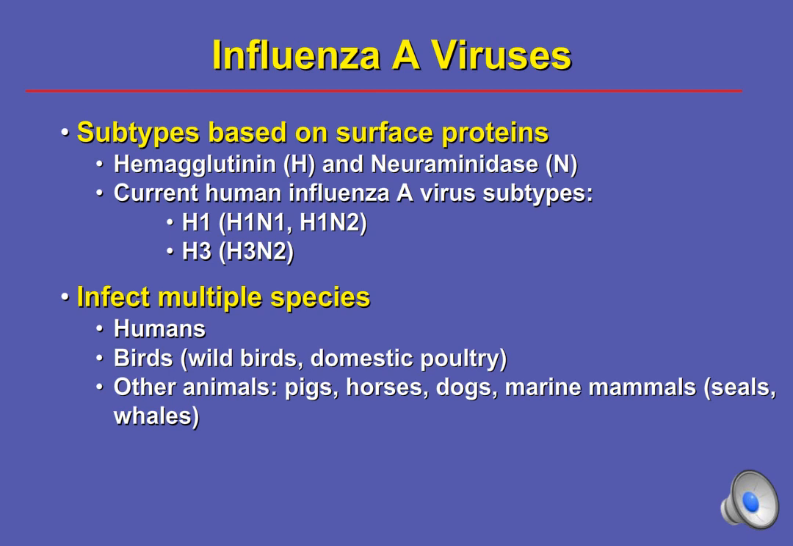So the subtypes of influenza A are based on those surface proteins, hemagglutinin and neuraminidase. So the current human influenza vaccine subtypes are primarily H1N1, H1N2, H3N2, etc. And the influenza viruses affect multiple species, not only humans, but also wild and domestic poultry and other animals, particularly pigs.